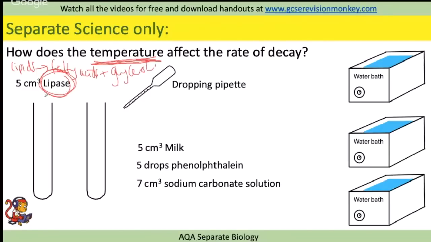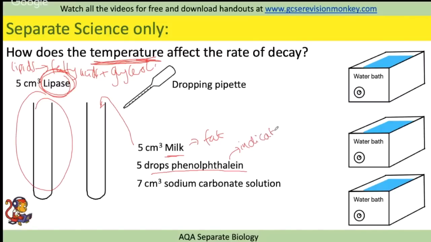So we start off with 5 centimetres cubed of lipase in one test tube, and in another we add some milk. That is going to contain our fat. We add a few drops of phenolphthalein, which is our indicator. That's pink in alkali and colourless in an acid, and some sodium carbonate solution. This solution is going to make sure that our solution starts off as an alkali, so it's going to start off pink. In the exam, they might use a different indicator and they'll give you a clue about the colour change, so don't worry if they give you a completely different indicator.